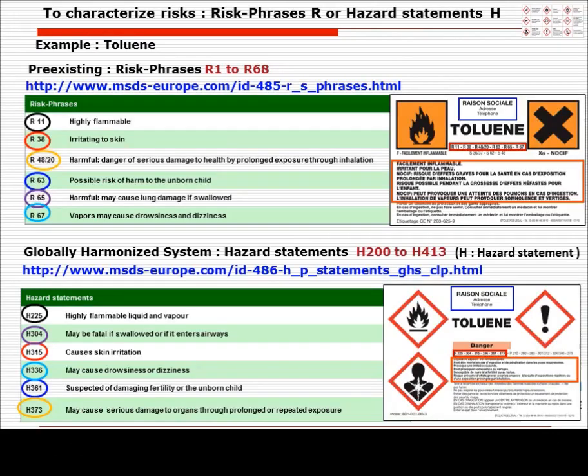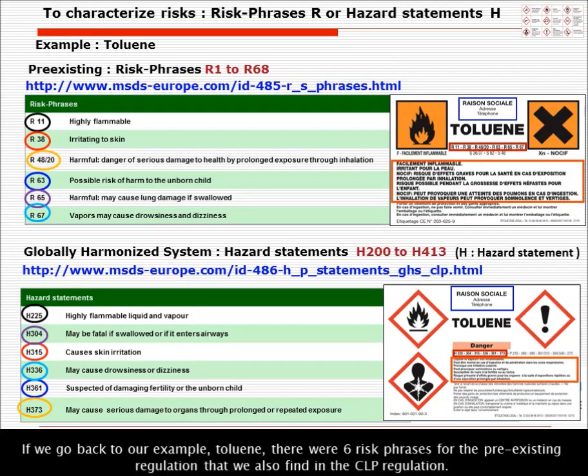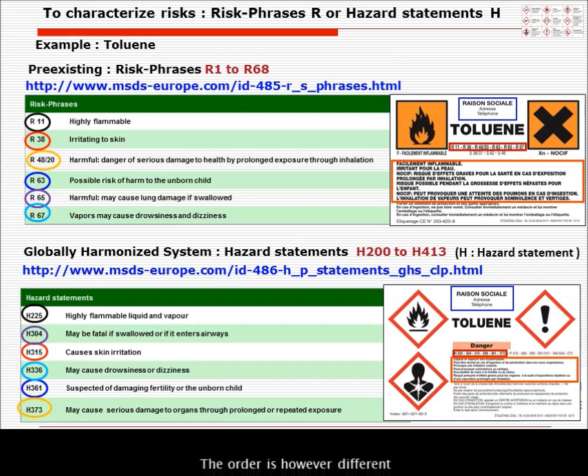If we go back to our example, toluene, there were 6 risk phrases for the pre-existing regulation that we also find in the CLP regulation. The order is however different.